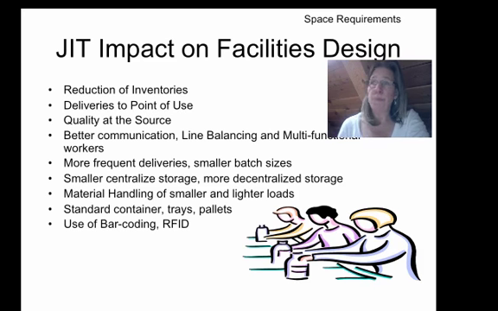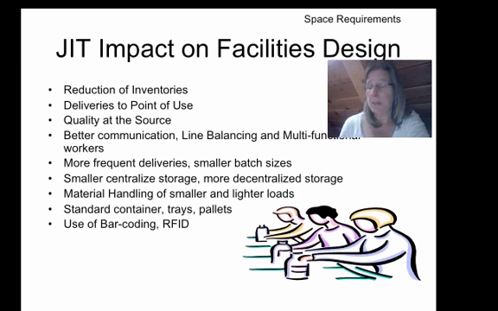Quality at the source. So that means if you're going to be checking quality, you need to have a footprint or a place where that's done. How are you going to do that? And it might mean that actually you get rid of a quality control department and you put quality inspections right in the assembly line. Better communication, line balancing, and multifunctional workers. So cell manufacturing might be something you want to do, looking at balancing the line and looking at flexible workers.